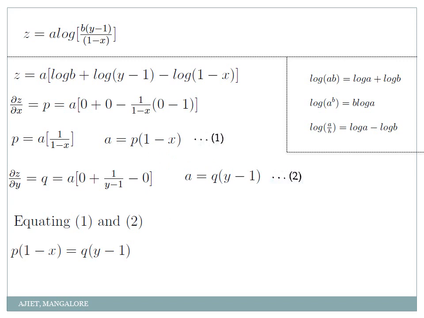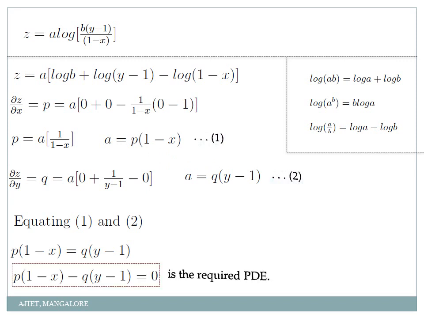It's better if you stop here, or if you want you can simplify. I have just taken this to the other side and equated to 0, which is my required PDE. That's it. The problems are very simple, but you should understand the concept. The concept is you have to just remove the constants a and b. That's it.